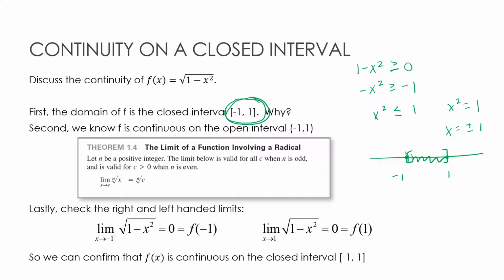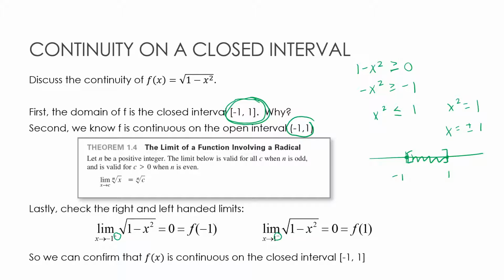So again, now we're going to look at the continuity on the open interval. We're just going to use the open interval, make sure that the function is continuous over that interval, and then we're going to look at the right-hand limit and left-hand limit at the left-hand bound and the right-hand bound.